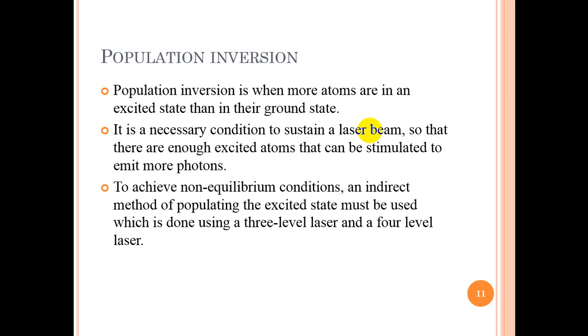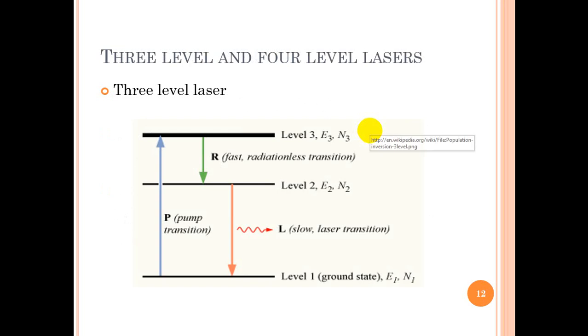To achieve non-equilibrium conditions, an indirect method of populating the excited state must be used, which is done using a 3-level laser and a 4-level laser. Now let us see what a 3-level laser and a 4-level laser are. A 3-level laser has 3 energy levels E1, E2 and E3 and populations N1, N2 and N3 as shown in the figure. The energies of each level are such that E1 is less than E3, less than E2, and the energy level 2 lies between the ground state and level 3.